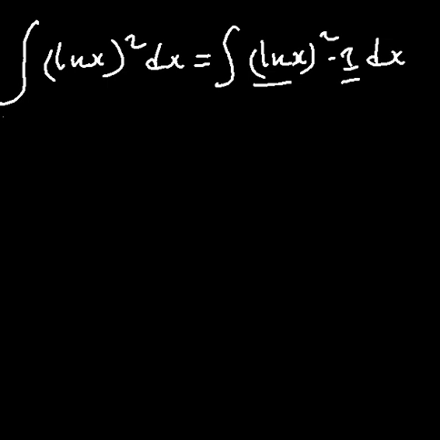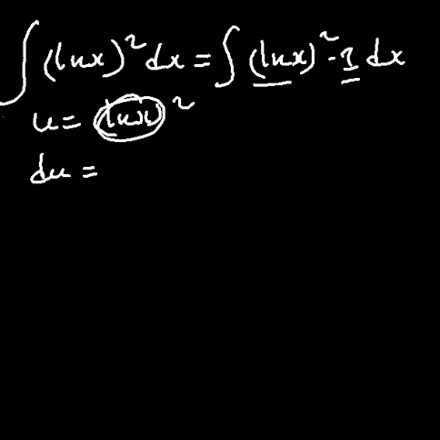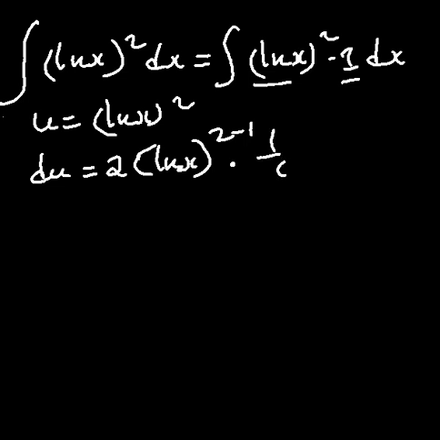So in this case, using the LIATE rule, we'll have u being given as ln x to the power 2. And what is the du? Now this is about the natural log function, so we use the chain rule of differentiation here. We'll have the power, that is the derivative of the outer function, 2 times ln x to the power 2 minus 1, times the derivative of the inner function, which is 1 over x.